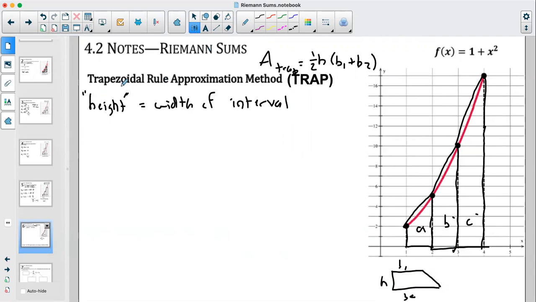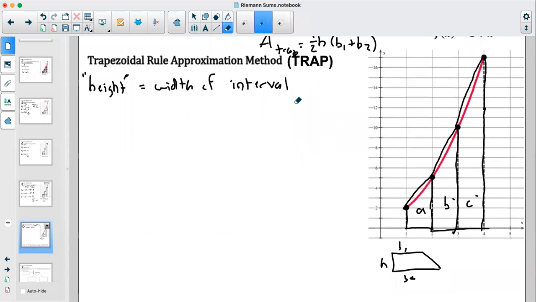Oh boy, that's a real mess. Let me try that again. The height is this distance here, and the bases are like the two things on the ends. So you can see that the base 1 and the base 2 are like the heights here.